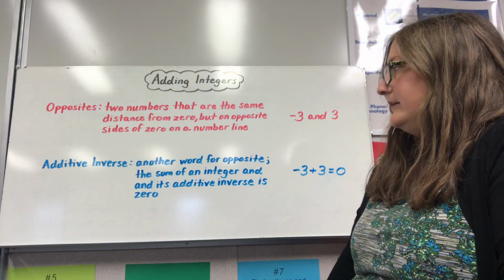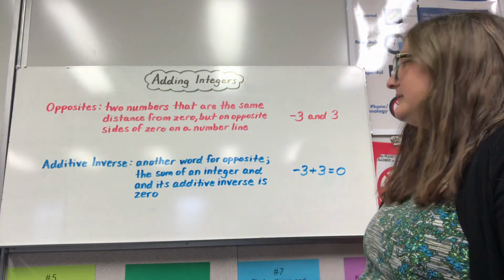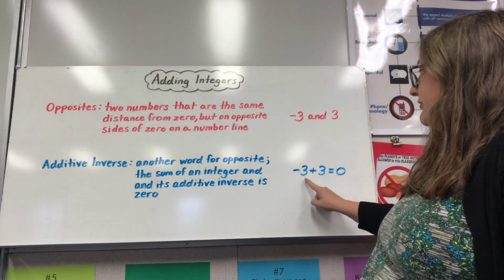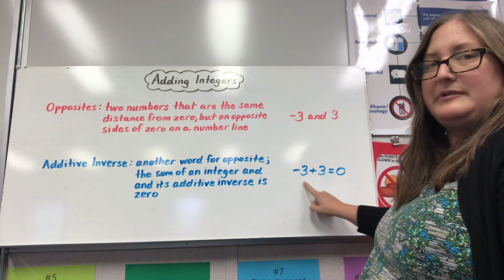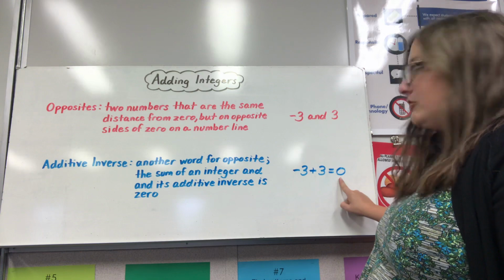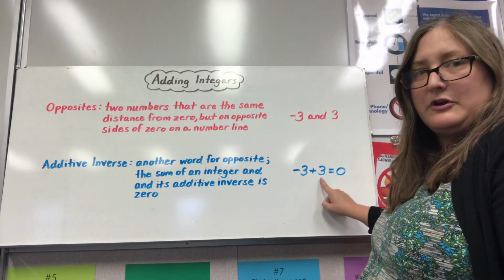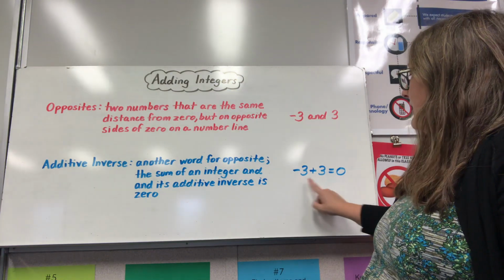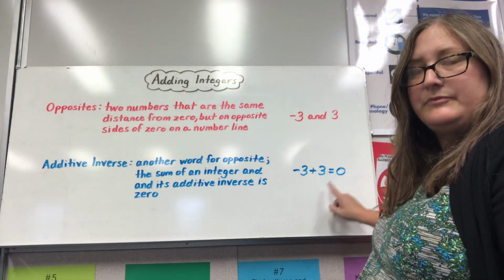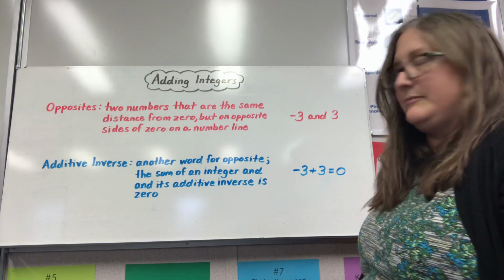When you add an integer and its additive inverse, you always get 0 as your answer. So -3 and 3, these opposites, will add up to 0. We get this term additive inverse because you're actually adding the inverse of this first number, and that's how you arrive at 0. So opposites and additive inverse, two terms that mean the same thing.